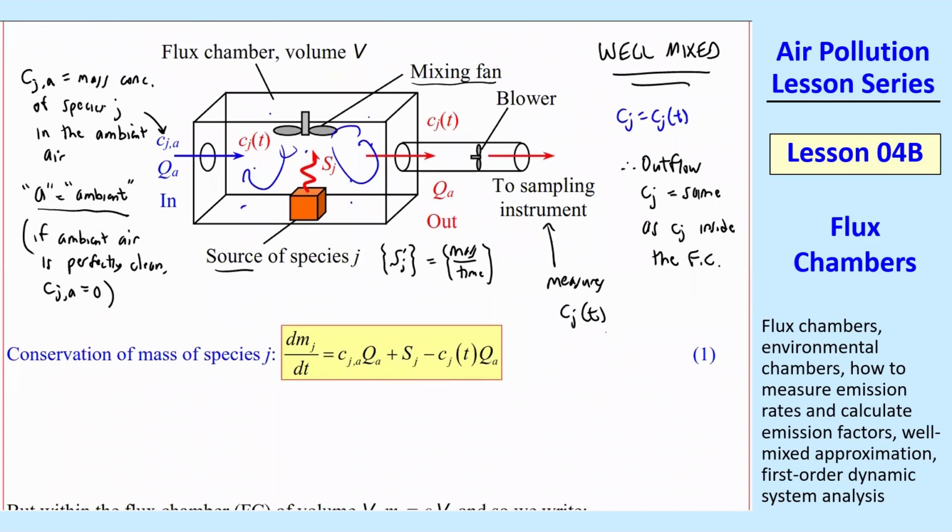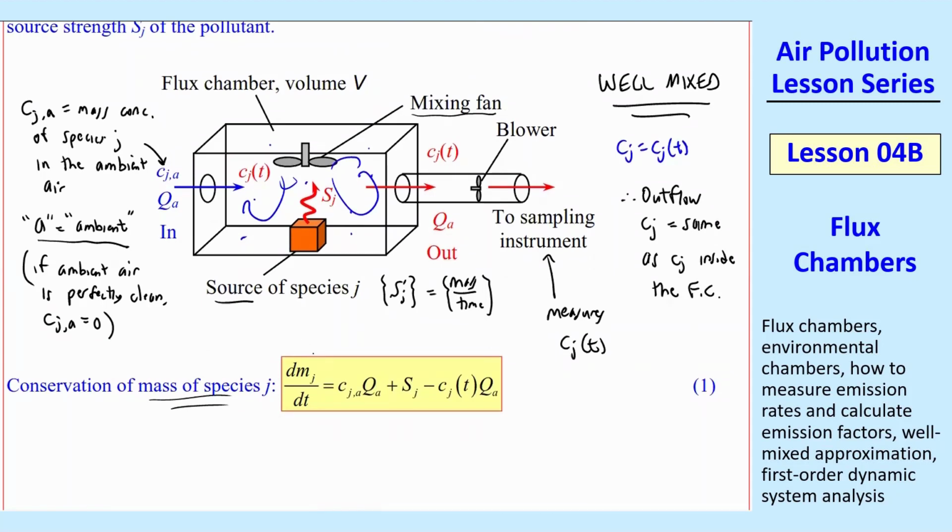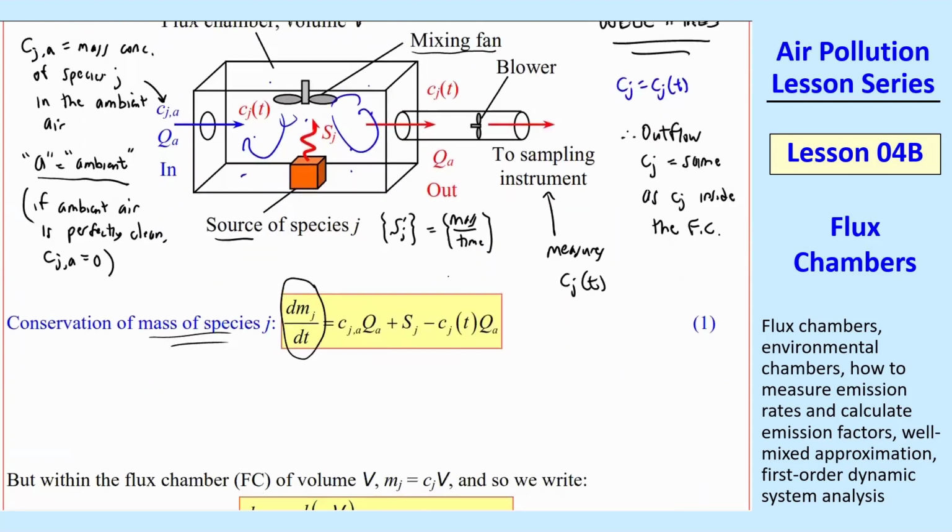And so how do we solve this kind of a problem? Well, we set up conservation of the mass of species J. Inside the flux chamber, we have some dMJ/dt, and that is equal to, how is the mass inside changing? Well, there's an inlet, CJA times QA. Remember, the mass flow rate of a species J is CJ times Q. So CJA QA is what's coming in, and then there's also a source, and then there's the same kind of thing going out. So this is just a mass balance of species J.